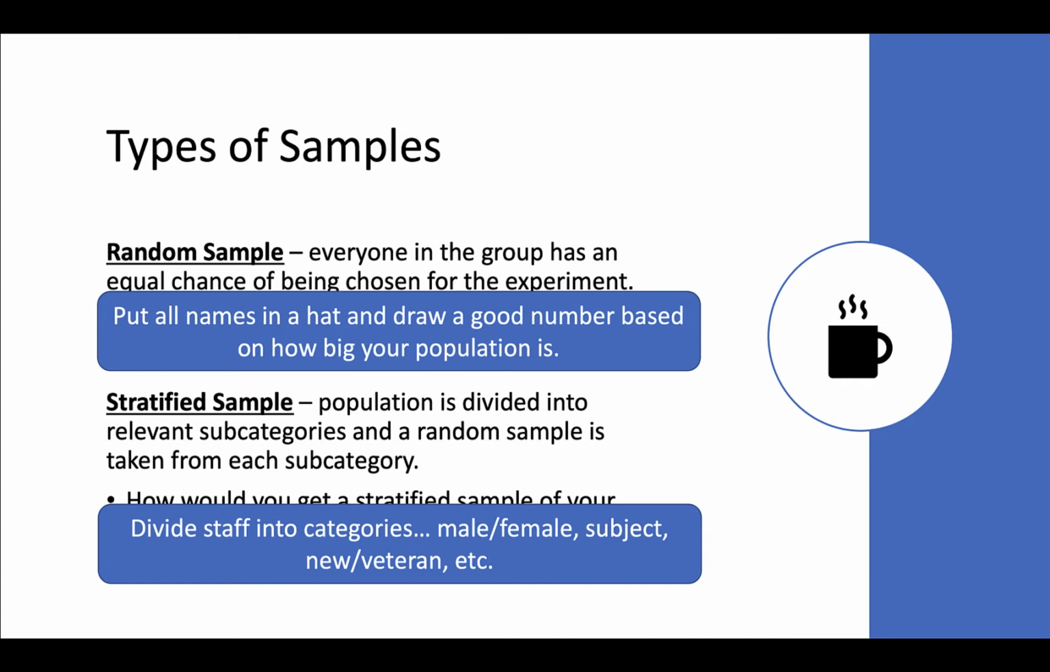But to get a stratified sample, you have to do that random sample again, meaning you have to do it over and over for each category that you want to get. Okay, so that's what you want.